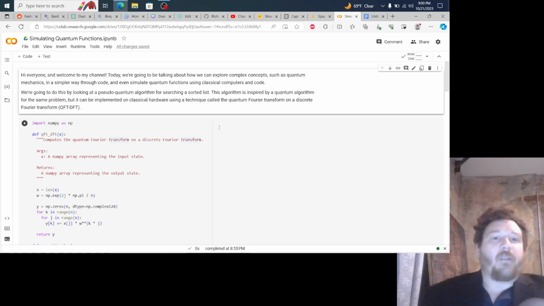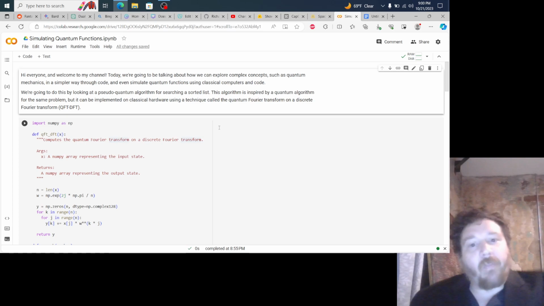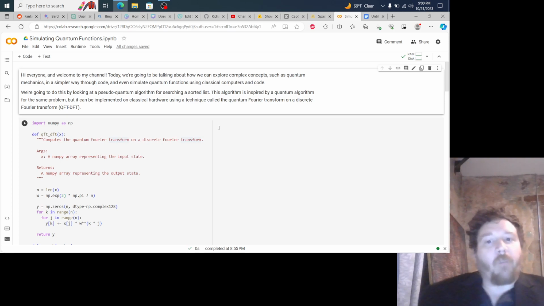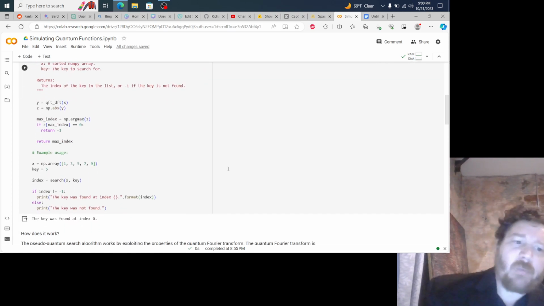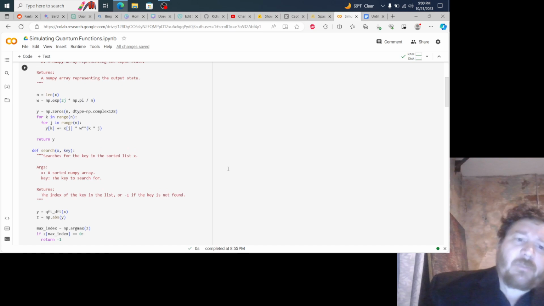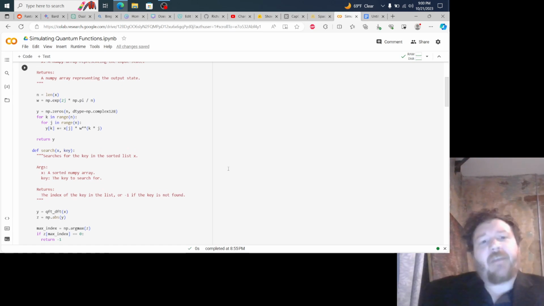We're going to do this by looking at a pseudo-quantum algorithm for searching a sorted list. This algorithm is inspired by a quantum algorithm for the same purpose, but it can be implemented on classical hardware using a technique called the quantum Fourier transform on a discrete Fourier transformation, or QFT-DFT. And I understand that that's really long, and this code might be a little overwhelming to people up front. So just taking a step back here.